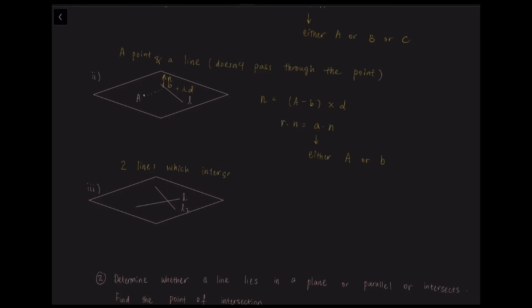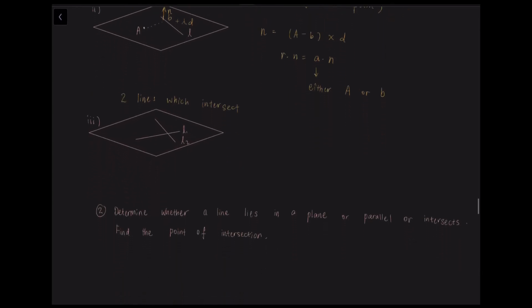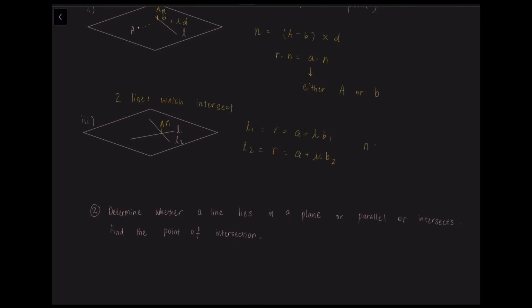For the third case, it gives you 2 lines which are not parallel but lie in the plane. So the 2 lines will intersect. So assume that the lines L1 and L2 are given and they intersect at the point A, which may or may not need to be found. The normal vector to the plane is given by n equals b1 times b2. The times means the cross product.